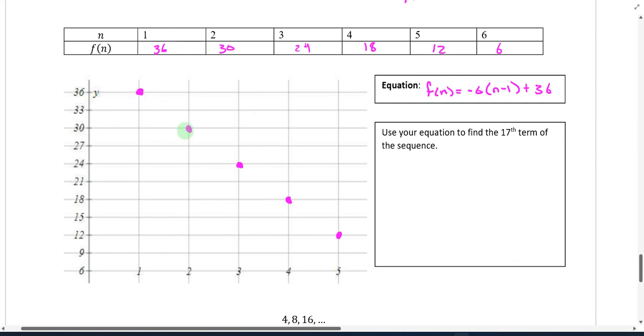And then we would not connect the dots here. Okay, so remember, for a sequence, we do not connect the dots. So this is a good graph right here. So we have our table, we have our graph, we have our equation, we've got our 3 representations.